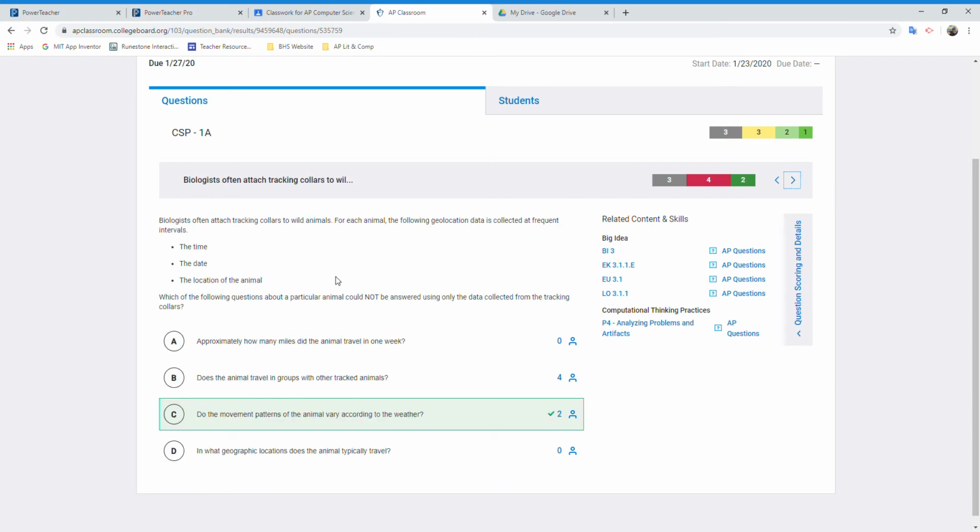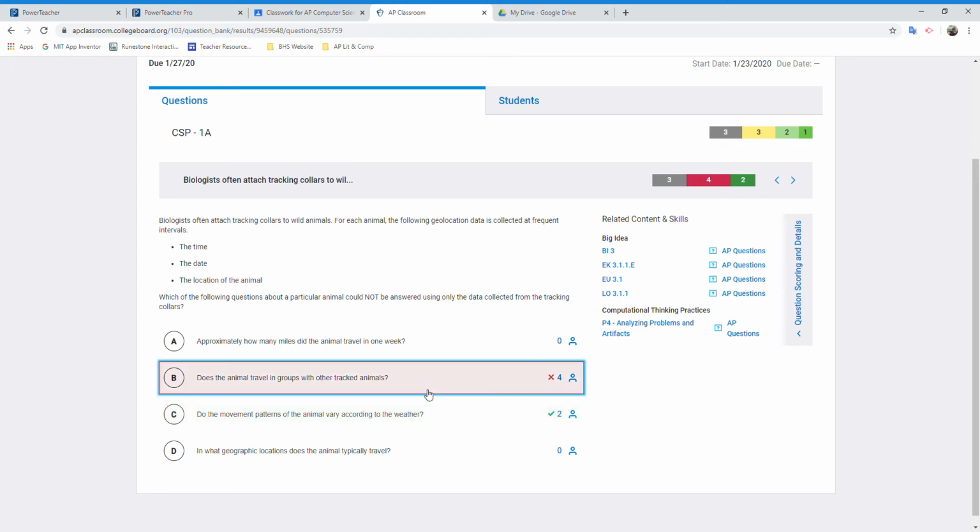Now, this next one, biologists have collars to track wild animals, and the data they collect is time, date, and location. So they're collecting time, date, and location. A lot of us got this wrong, and a lot of us went to this answer. Does the animal travel in groups with other tracked animals? Here's the thing. Which of the following questions about a particular animal could not be answered using only the data collected from the tracking collars?